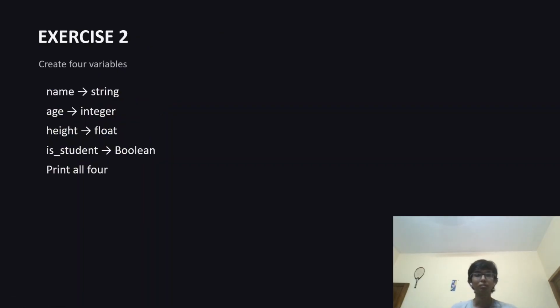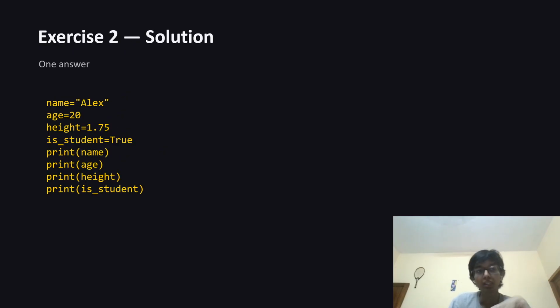Exercise number 2. I'm going to give you 10 seconds. We have to create 4 variables. Name is a string, age an integer, height a float, student should be a Boolean, and you have to print all 4. This is the code to do that. You can take a look at it. You can write it out.